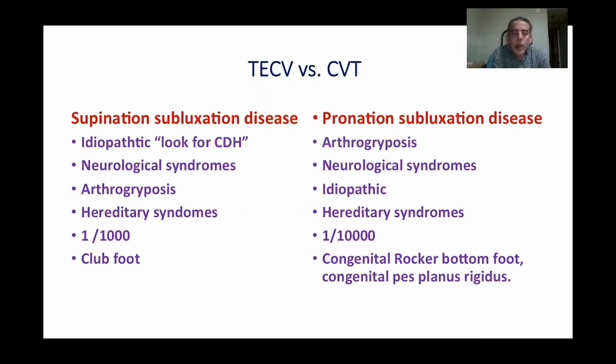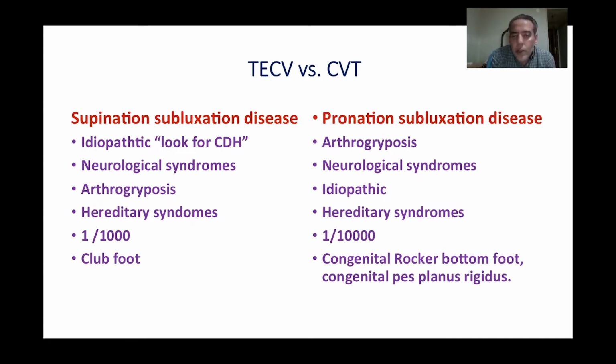Talipes equinovarus is a supination subluxation disease of the subtalar joint. It's a rather common disease. It's 1 in 1,000. It's important for you to know that the idiopathic type is the commonest type. Idiopathic means you have talipes in an otherwise normal child, but you have to be vigilant looking for associated neurological syndromes, arthrogryposis. Sometimes it's encountered in hereditary syndromes. The other name for it is clubfoot.